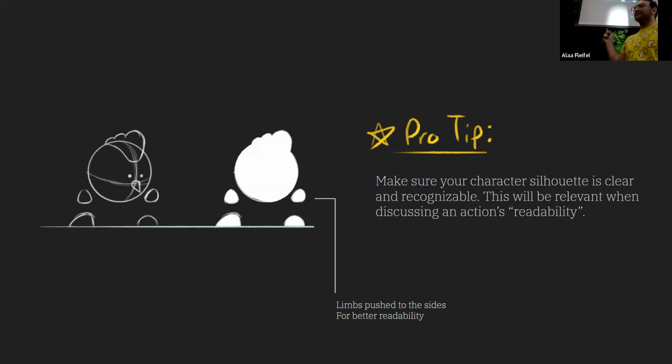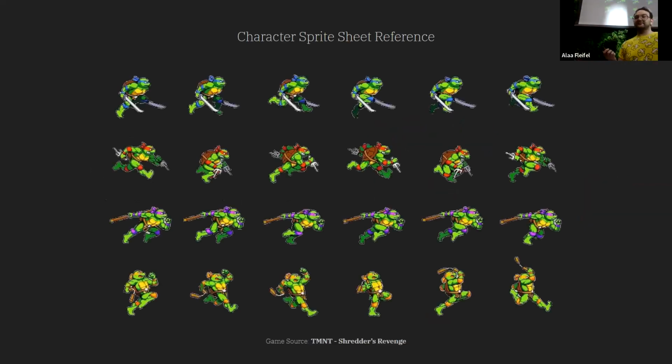When designing a character, always make sure that the silhouettes are readable. That's why the limbs are on either side of the body. If the limbs are close, then silhouette-wise, we can't understand what the shape is, or the characteristic of the motion, of the pose.